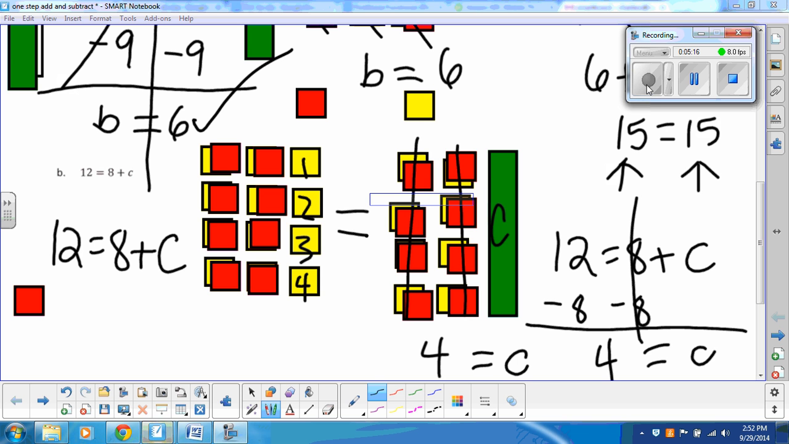Now I'm going to check my solution. I'm going to take my 4 equals C, and I'm going to put it in where the C is here. So 12 equals 8 plus 4. Is this a true statement? Yes, it is. So you are correct.